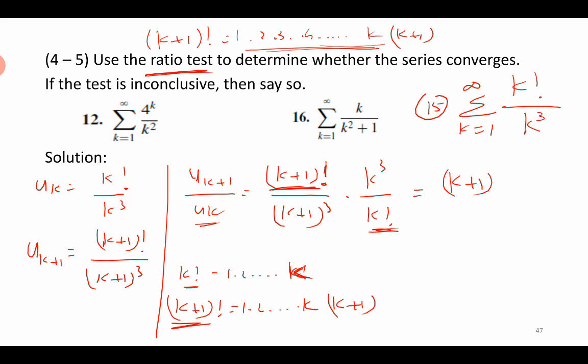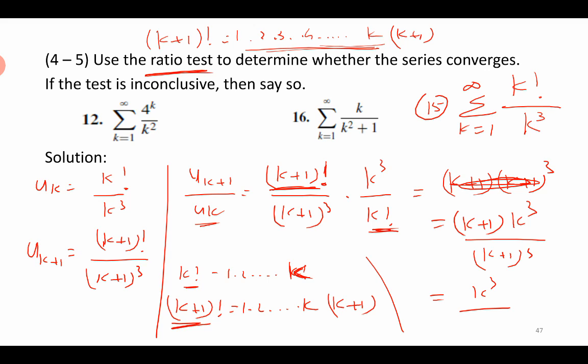And here the denominator is (k+1) cubed. What is your answer? (k+1) times k cubed divided by (k+1) whole cubed. Now one (k+1) can be cancelled. You will get k cubed divided by (k+1) whole squared. This is the ratio, which is u_(k+1) divided by u_k.